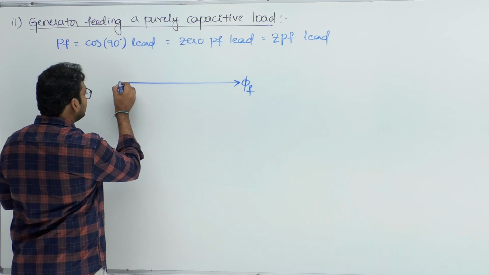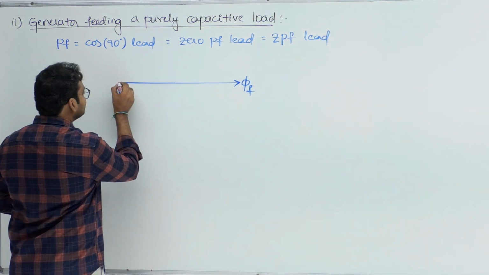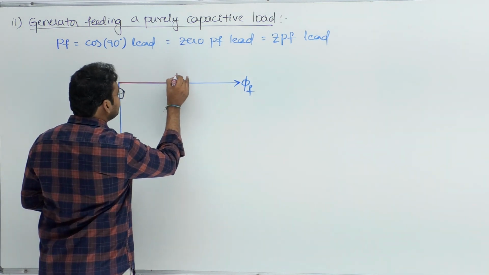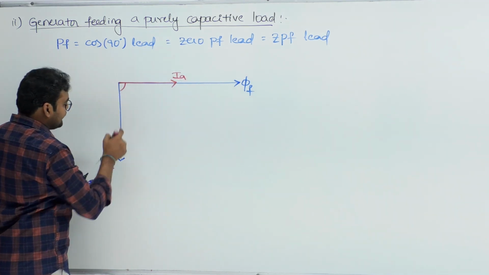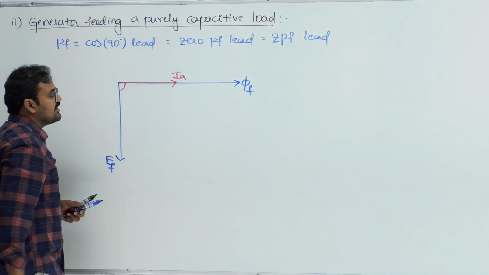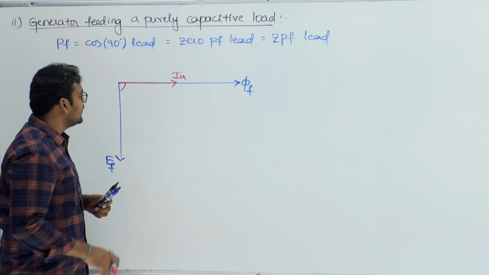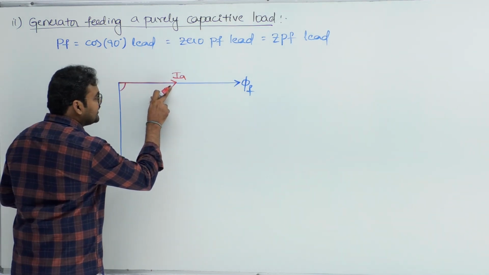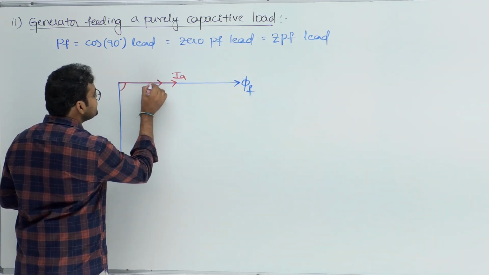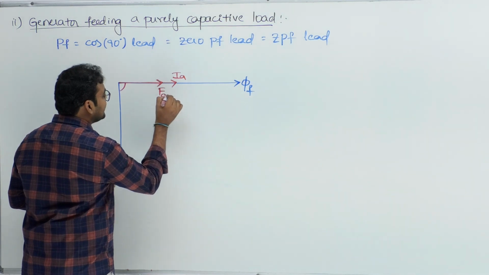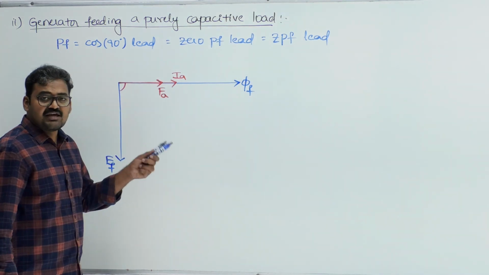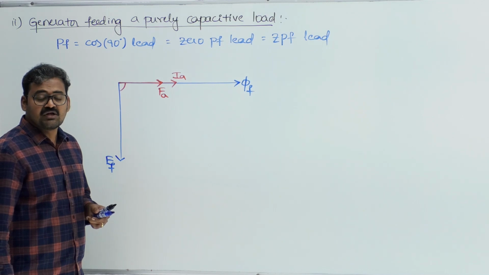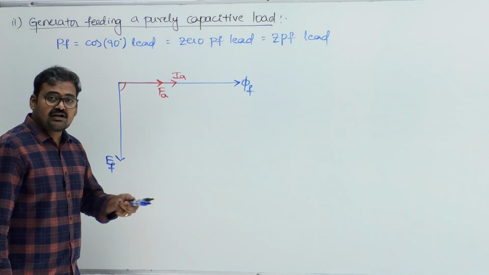Okay, let me represent it with a different color. Yes, this is armature current. Armature current is leading the voltage by 90 degrees. Very clear. If this is the armature current direction, then can I say this is going to be the armature MMF direction? Because MMF will be in phase with current. And we are talking about a cylindrical rotor machine.